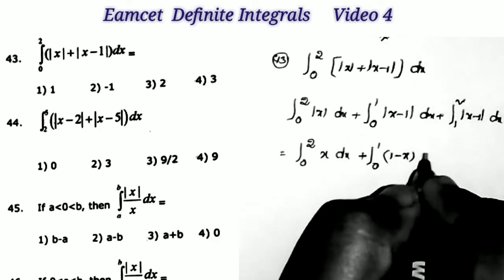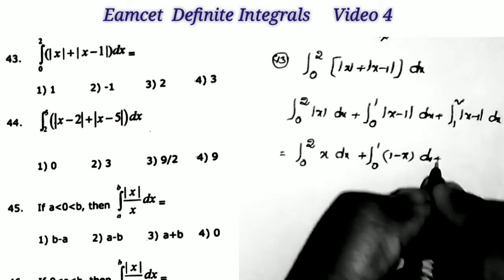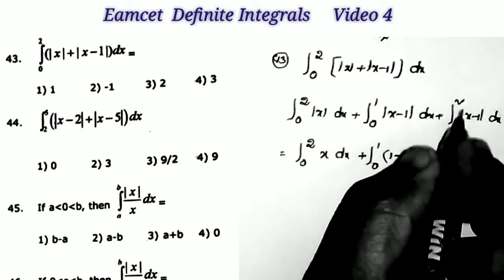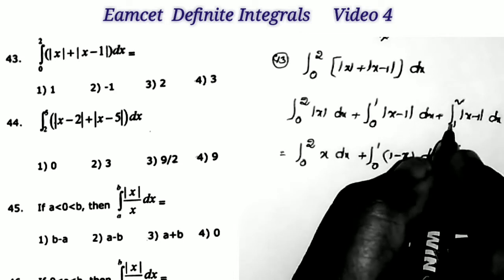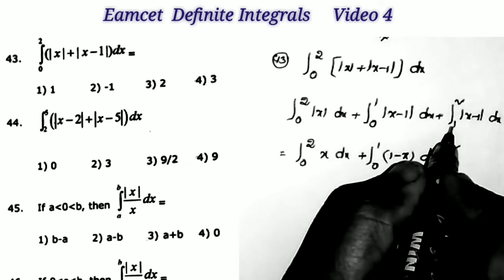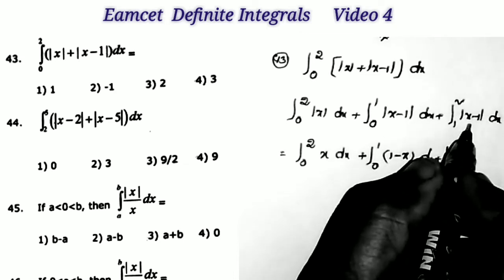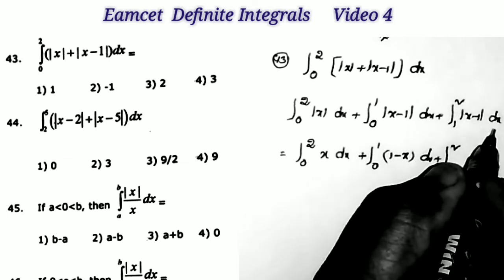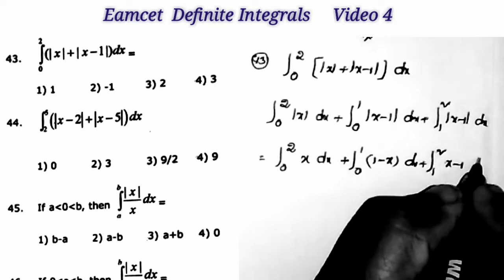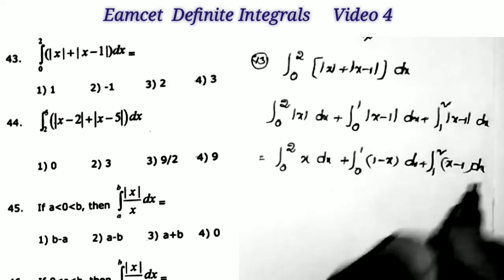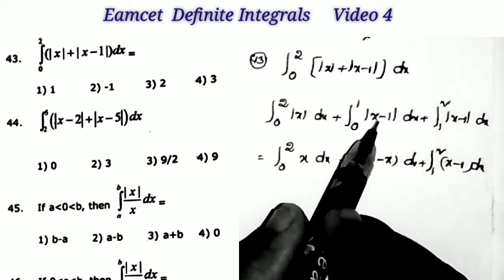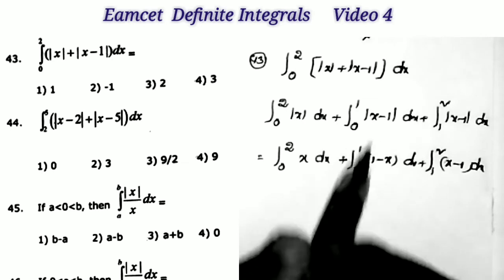into dx, plus the integral 1 to 2. Here we are taking the interval 1 to 2, when we take the number 1.5 and replace that value here, 1.5 minus 1 is equal to 0.5. It is a positive value. So we take this value as x minus 1.